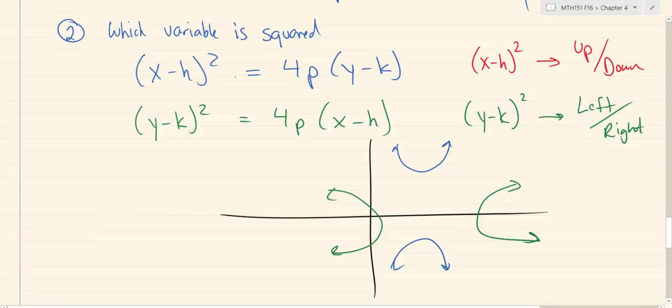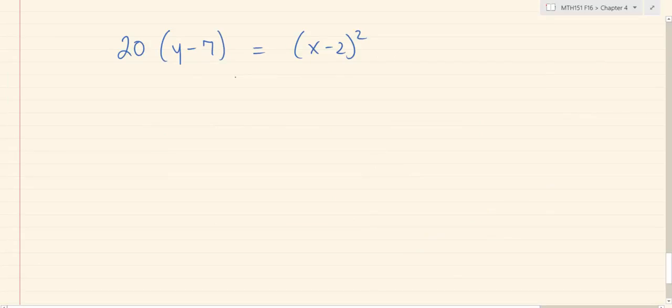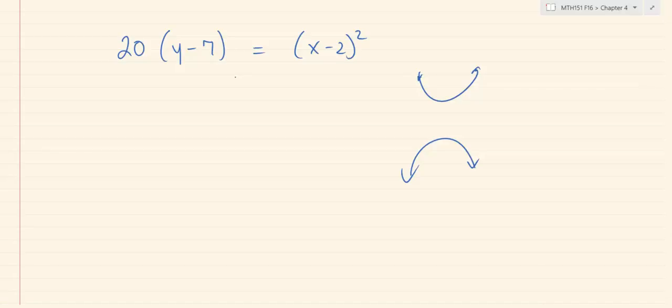If it opens to the right, this is a positive p, and if it opens to the left, this is a negative p. Just like with the blue one, if it opens up, you've got a positive p, and if it opens down, you have a negative p. Is this one going to open up down, or is it going to open left right? The x is what's squared, so it's going to be an up down opening. So it's either going to open up or open down based on what p is. What is p? P is 5, and so this is going to open up, right?